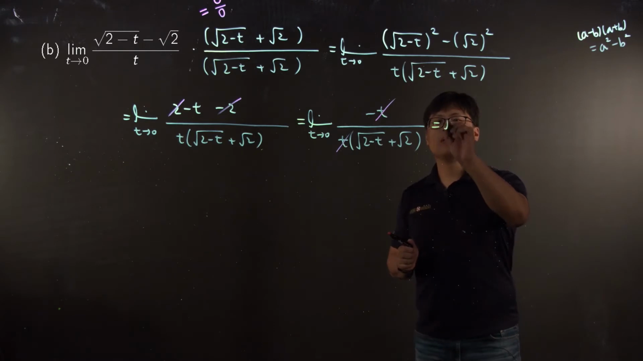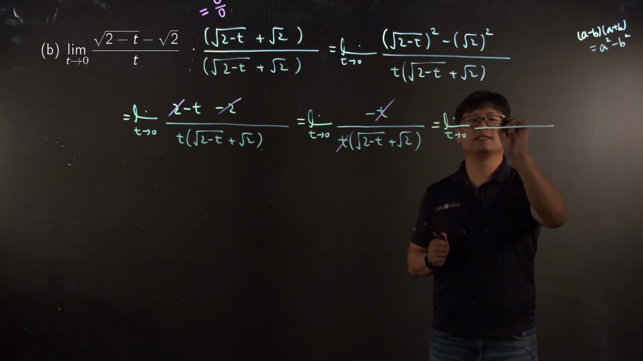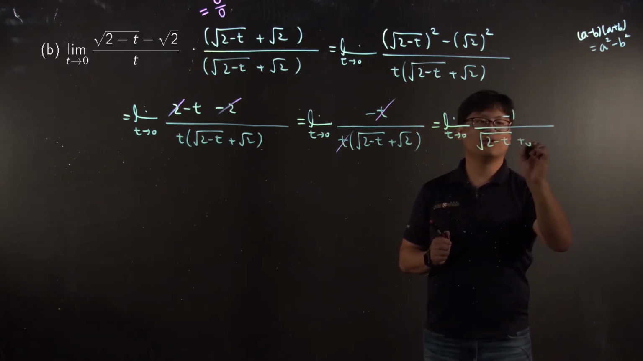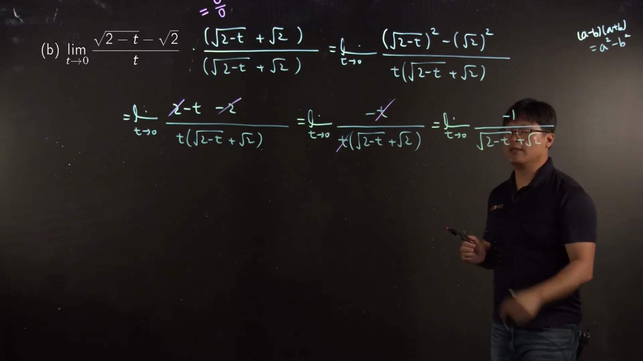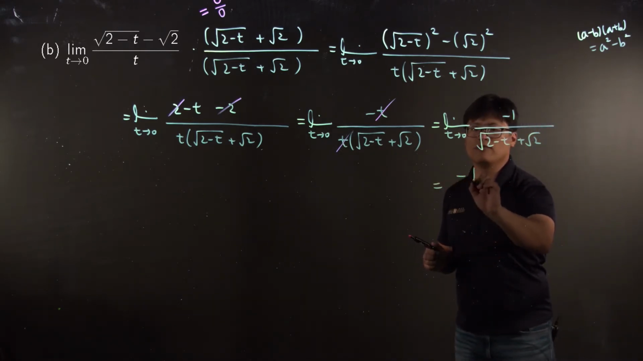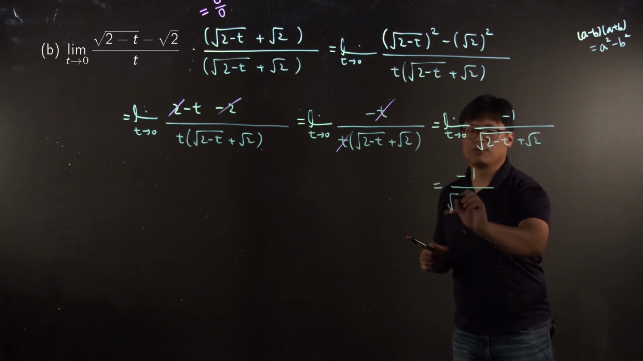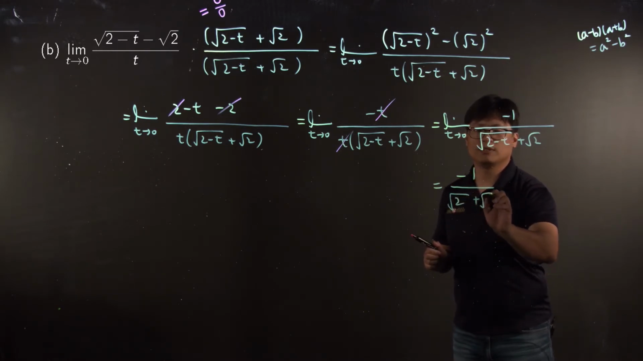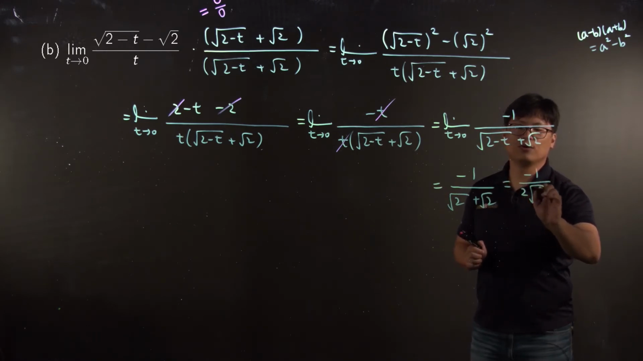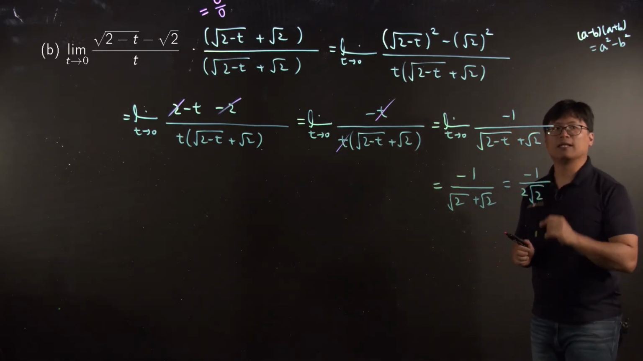It is equal to, but you still have to write the limit as t goes to 0, because we didn't plug in yet, we just simplified everything. Now it is time to plug in t equals 0. When you plug in t equals 0, there's no problem to evaluate this guy, right? Square root of 2 plus square root of 2, which gives negative 1 over 2 square root of 2. That is the answer.